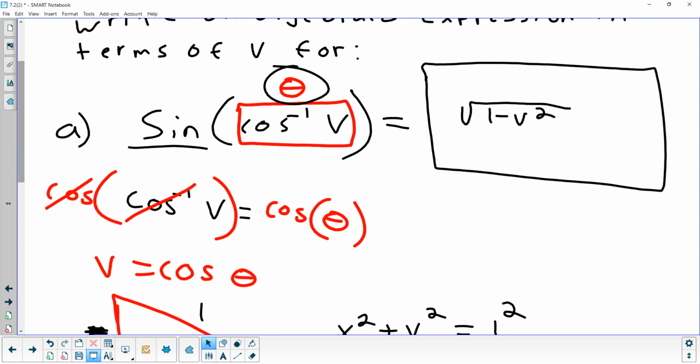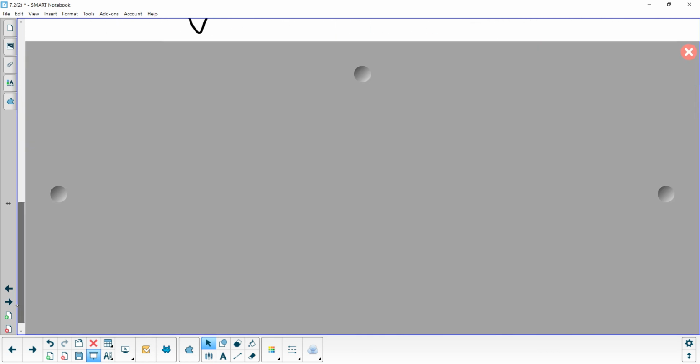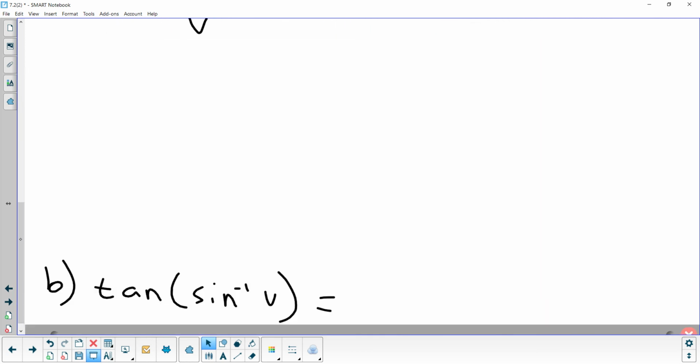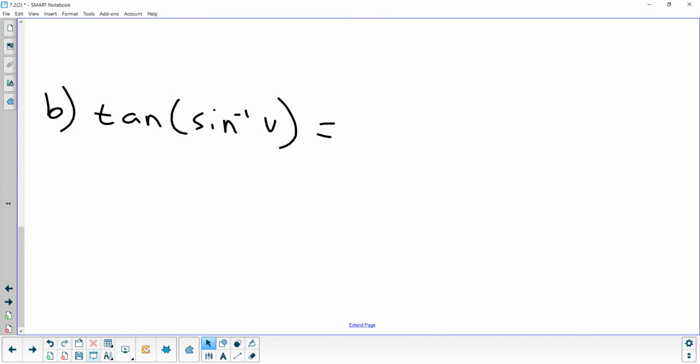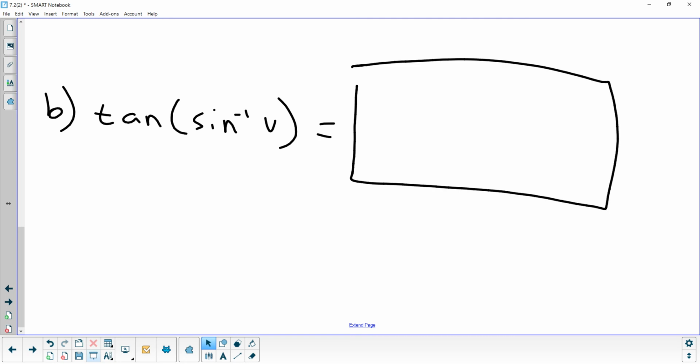I'm going to try another one. Okay, we'll even do one with a specific value. That's even easier if you actually had a number for v. But that's the general idea. All right, let's try this one. The tangent of the inverse sine of v. I want to figure out what that's going to equal.